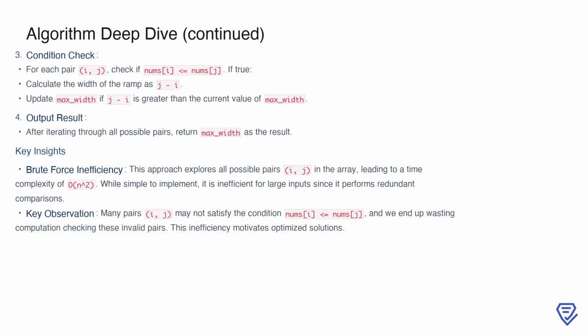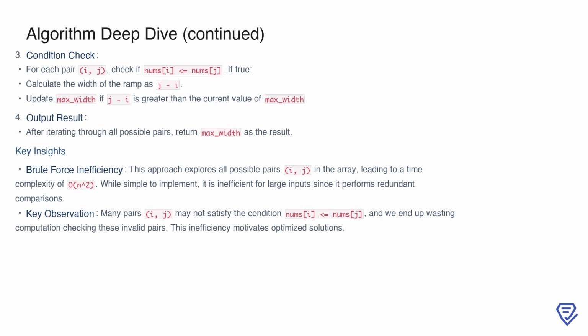Now, within this nested iteration, we check if the condition nums[i] <= nums[j] is satisfied for each pair (i, j). If it is, we calculate the width of the ramp as j - i. We then compare this value to the current value of max_width. If the new width is larger, we update max_width to this new value. Once we've evaluated all possible pairs, max_width will hold the maximum ramp width, and we can return this as our result.